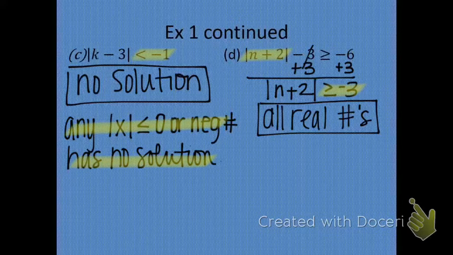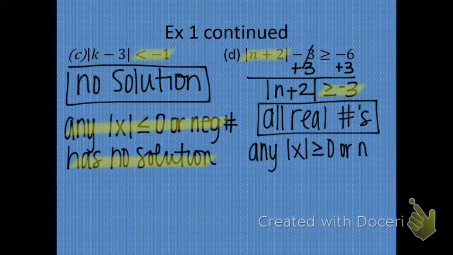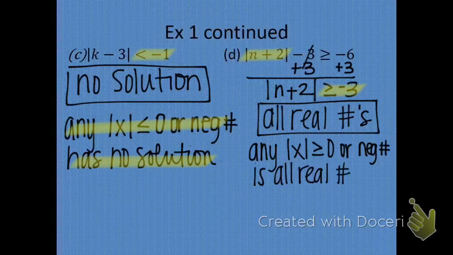If your absolute value is less than 0 or a negative number, it's no solution. But here's your extra note. Any absolute value that is greater than or equal to 0 or a negative number, because again, what numbers are greater than 0? All positive numbers, right? So any absolute value that is greater than or equal to 0 or a negative number is all real numbers. So there's 2 separate shortcuts that you're looking for. You've got to pay attention to the symbol. It's all about the symbol.